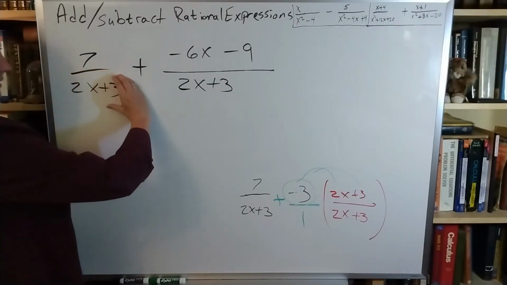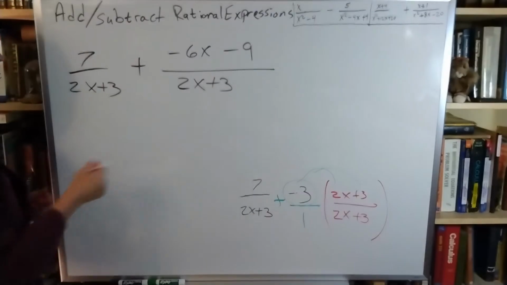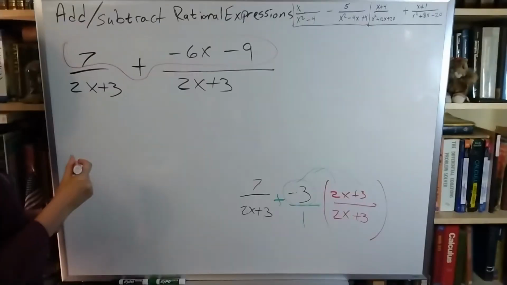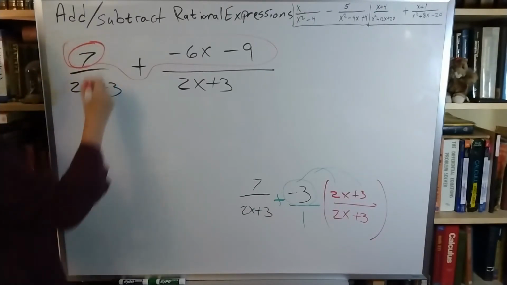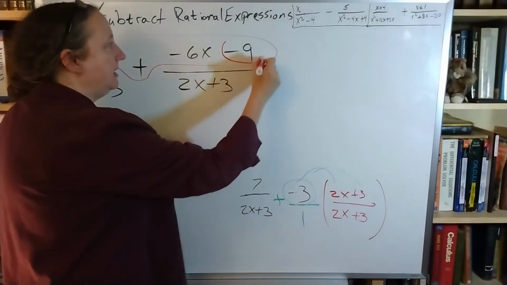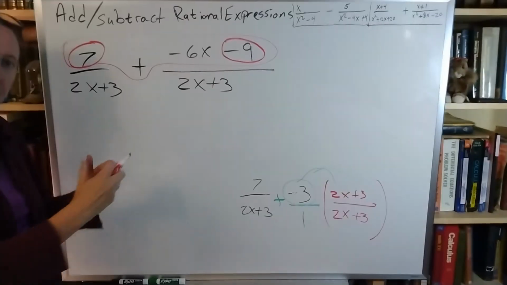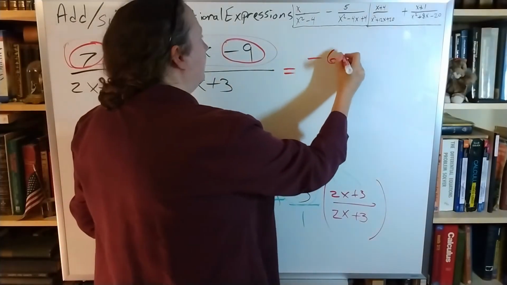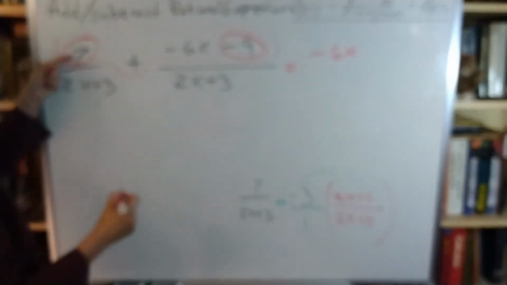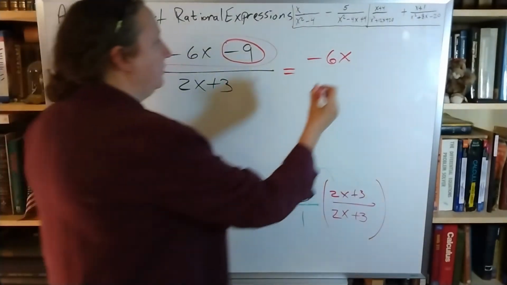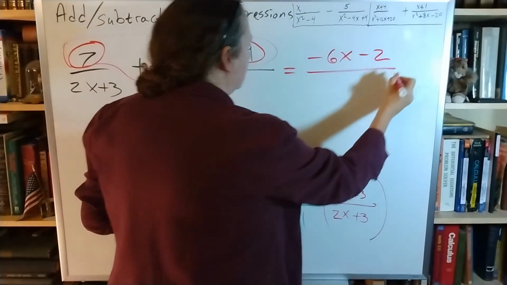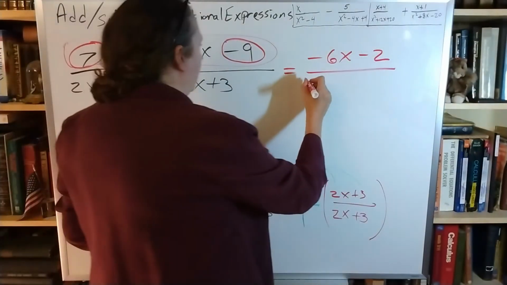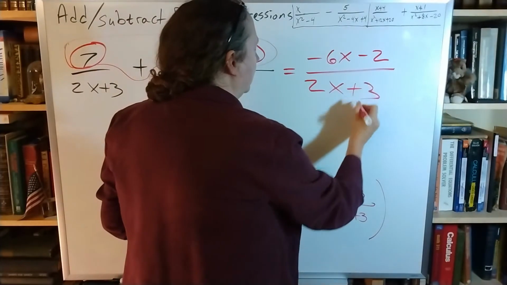Now that I have a common denominator, same thing on both sides, I can combine my top. So I'm looking at this 7, it has no x with it, and I look at the minus 9, has no x with it. That's what I'm going to combine. So I have my negative 6x, 7 minus 9 is minus 2. Keep the bottom the same, so 2x plus 3.